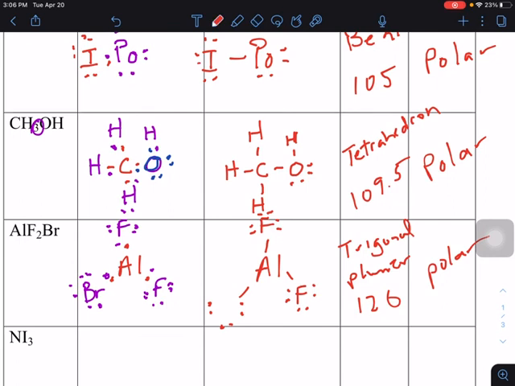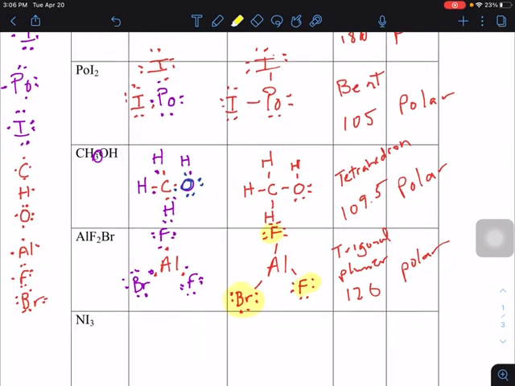I put 3 fluorines, but actually one of these was bromine. Okay, so I just made a correction to this one right here. But since they're not matching, we've got bromine and fluorine around the central atom. That's going to create a polar molecule. So if you have any questions on this, contact your chemistry teacher, and good luck.